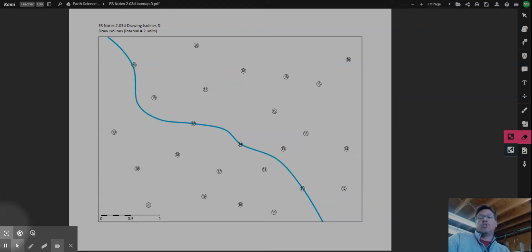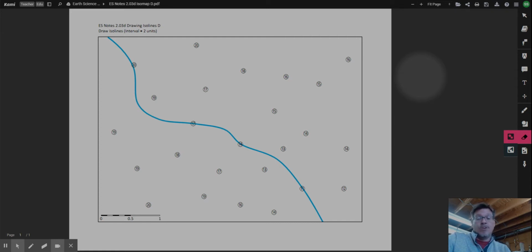All right, so you should be on the 203D field map, and this one has got this blue line running through it. That blue line is going to represent a river or stream. Now, the purpose of this map is to demonstrate that there's something special that happens when an isoline crosses a stream. So again, we're going to walk through this.